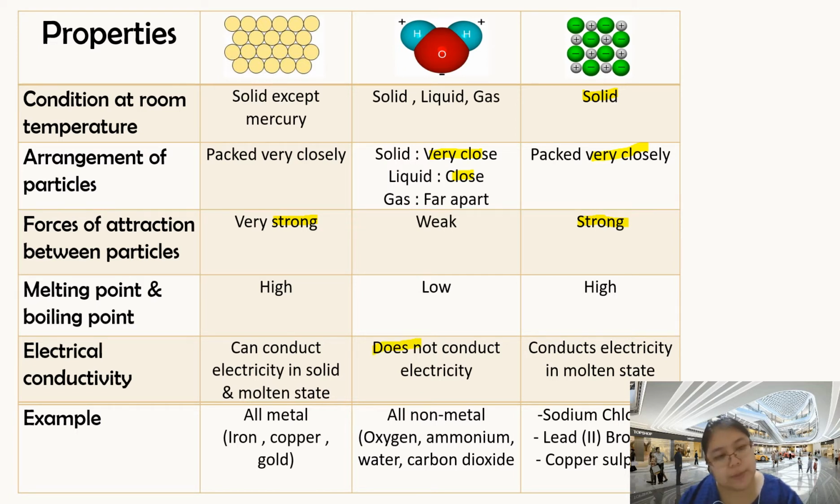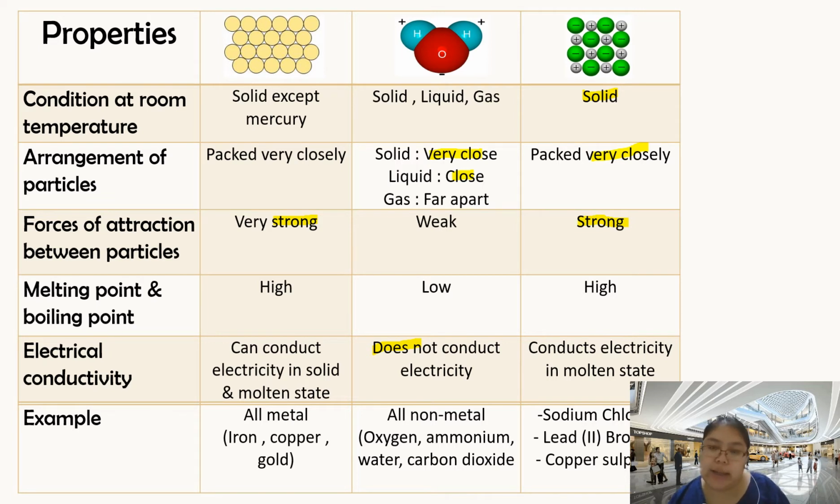Okay, let's see some examples here. For the atom, we have all metals, for example iron, copper, and also gold. For the molecule, there are all non-metals. So from here, examples are oxygen, ammonia, water, and carbon dioxide.